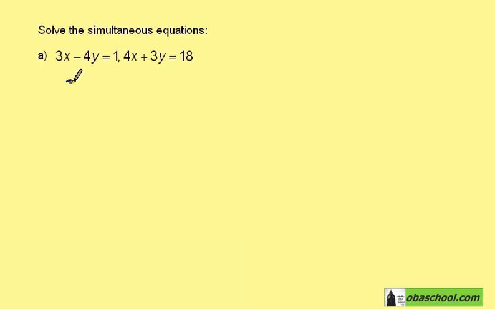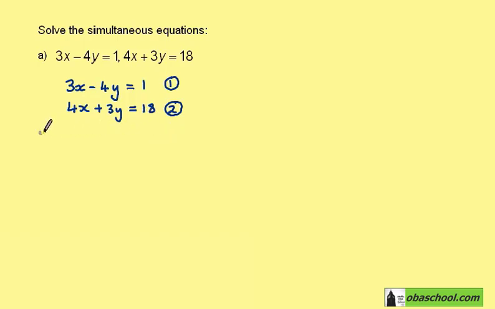Here we have 3x take away 4y is equal to 1, call this equation 1, and 4x plus 3y is equal to 18, which we'll call equation 2. We have a different number of x's and a different number of y's. And unlike the previous examples, we can't rectify this just by multiplying one of the two equations.